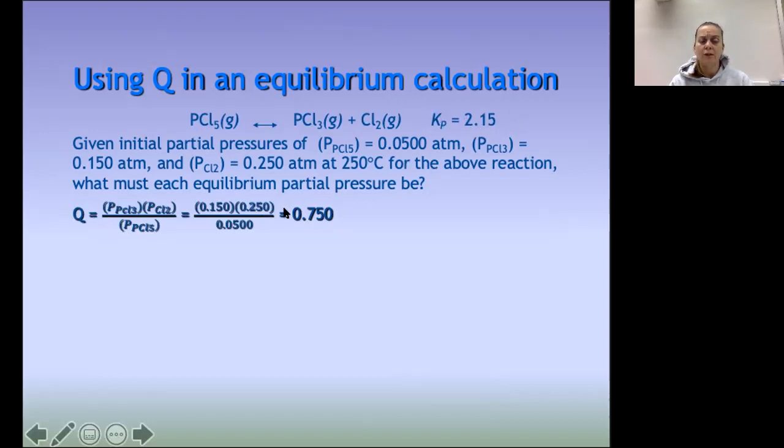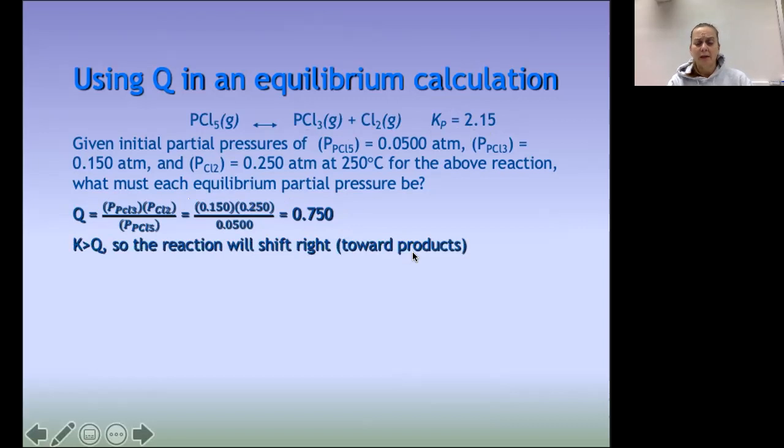So Q is smaller than K. So that means that we are going to shift to the right in order to make more products so that the number on the top gets larger, the number on the bottom gets smaller, and Q gets larger until it matches K. So our reaction is going to shift right to make more products.